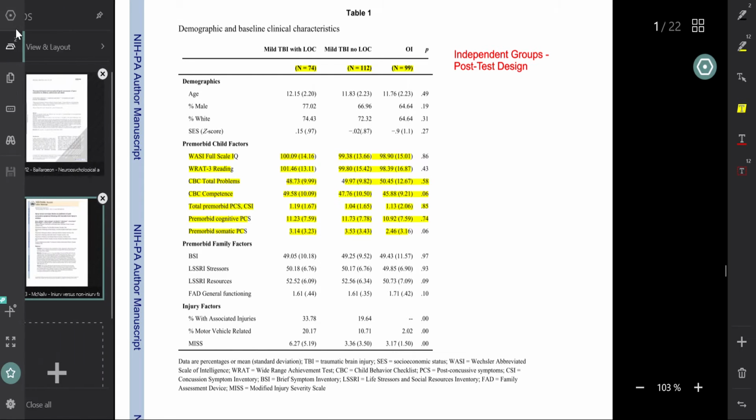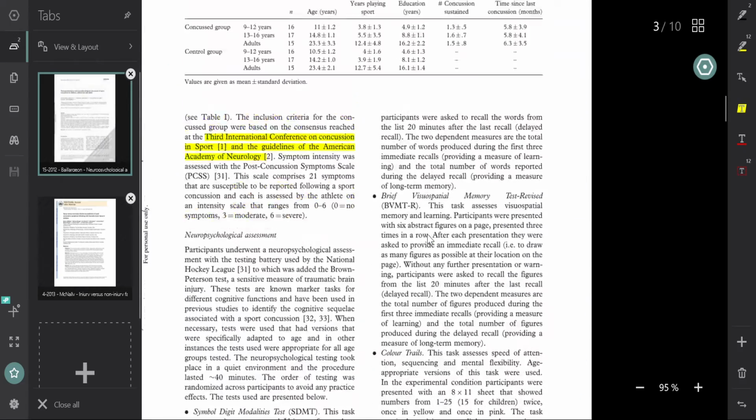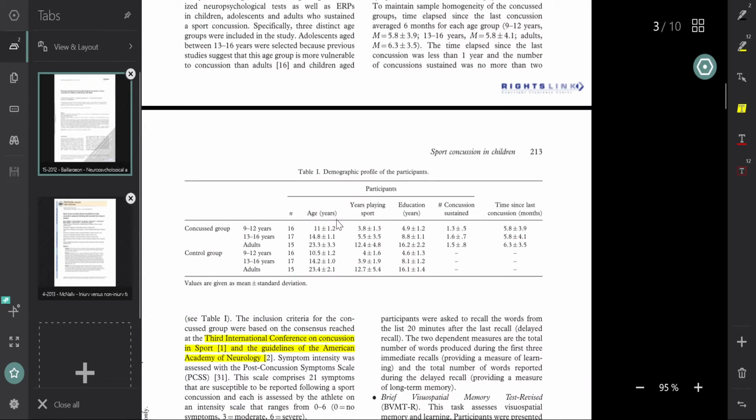So if I'm coming back to the original article, 15/2012, and I try and find the age, I'm going to do the weighted mean. So the overall age is the weighted mean of the concussed groups for this 9 to 12-year-olds, the 13 to 16-year-olds, and the adults. What I did is I just Googled weighted mean calculator online and entered in this information to get a weighted mean of 16.89 years old, and that's based on these 3 groups.